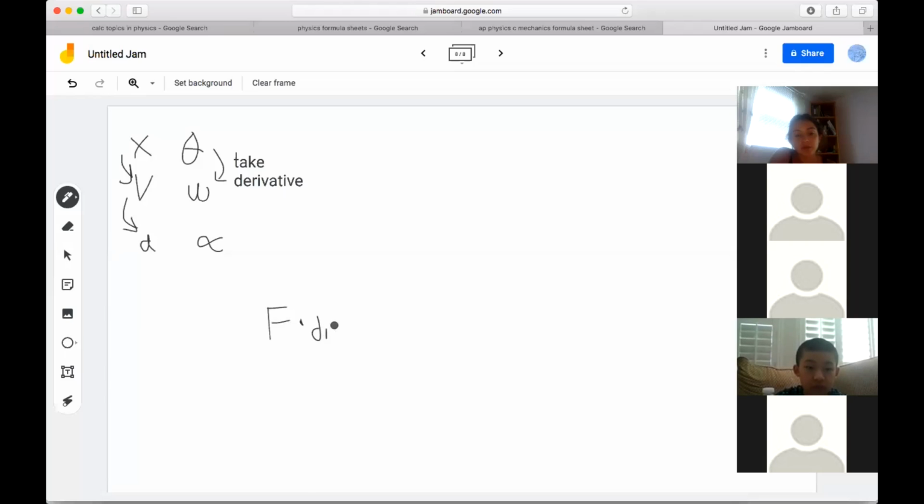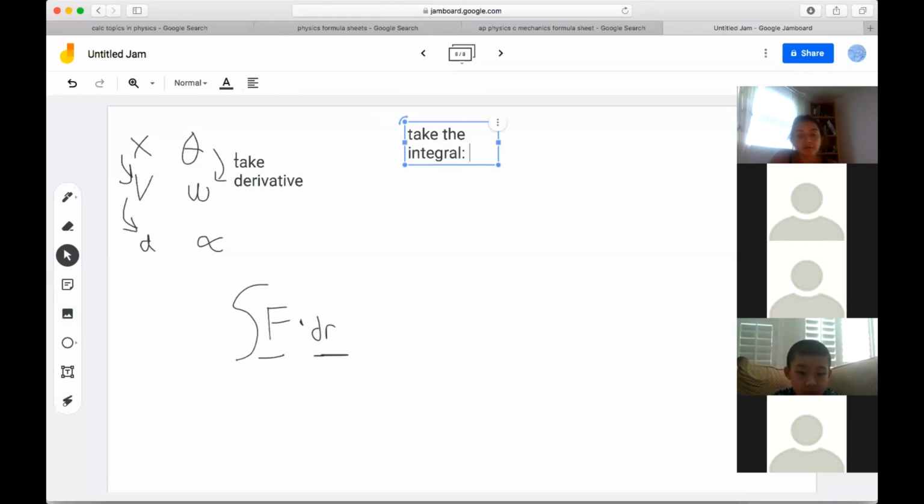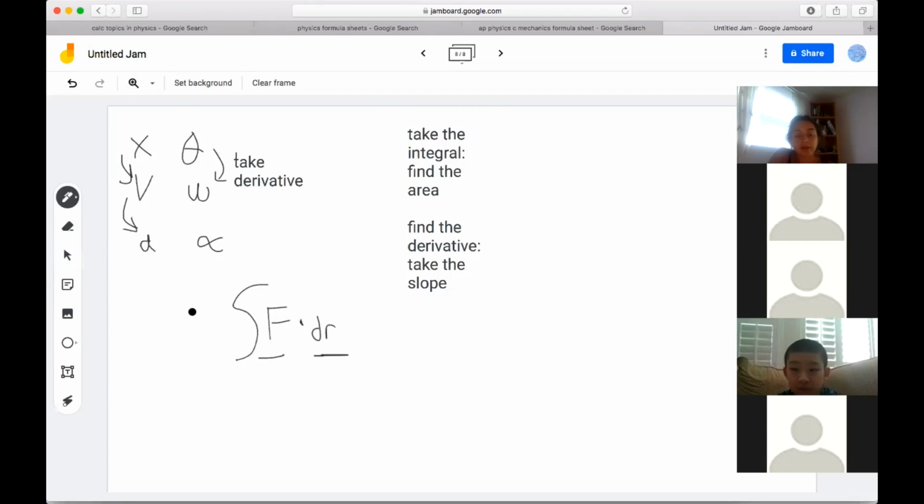Anytime you have an integral, if you have a graph of what's inside the integral, you can just find the area. So if you have to take the integral, find the area. If you have to take the derivative, take the slope. So in this case, if we had a force graph, we would just have to take the area of the graph.